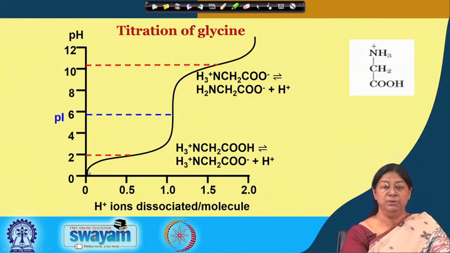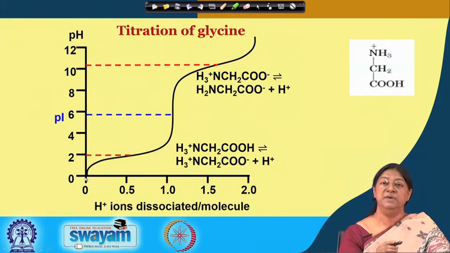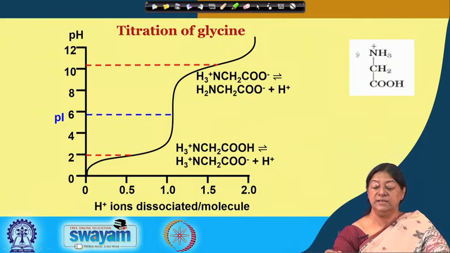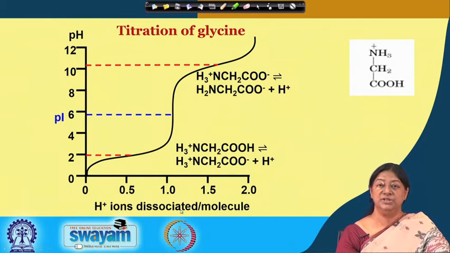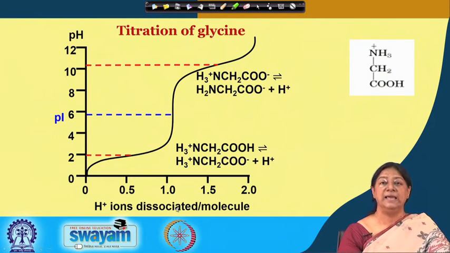So, at the initial point where the pH is very low, it means that our glycine looks like this. The NH2 is protonated to NH3 plus, the COO minus is COOH. The H plus ions dissociate per molecule. Why are they being dissociated? Because we are adding alkali.